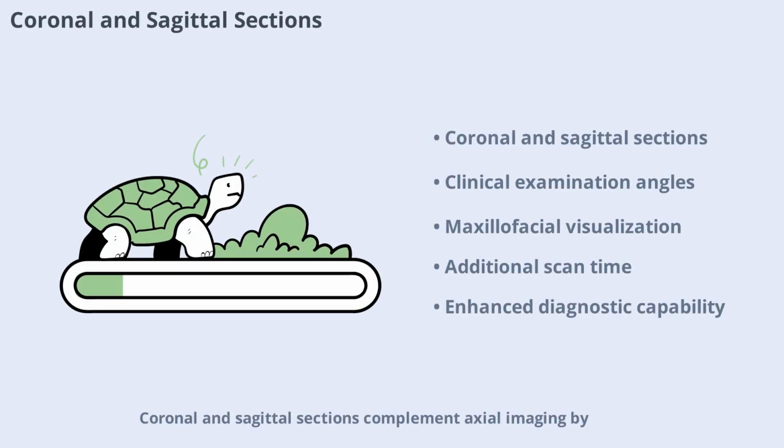Coronal and sagittal sections complement axial imaging by providing views that correspond to clinical examination angles. Coronal sections are particularly useful for visualizing the maxillofacial region, but they require additional scan time and radiation exposure. Sagittal sections offer further information, especially in cases where detailed anatomical relationships are needed. Together, these planes enhance the diagnostic capabilities of CT scans.